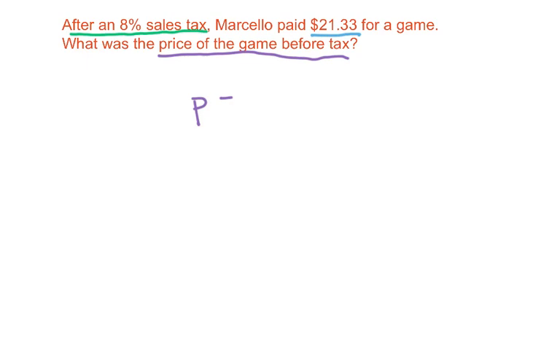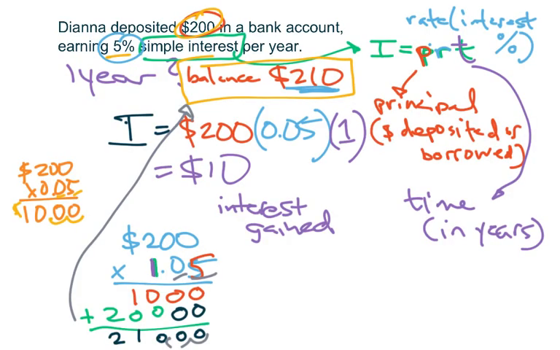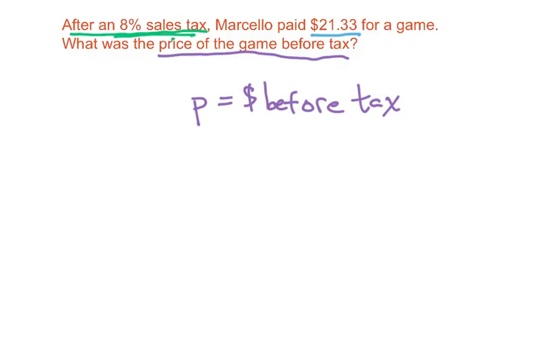So that's where I'm going to start. I'll say P equals the price before tax. So that's step 1, we set a variable. Step 2 is we'll create an expression for the other using the same variable. And again, considering this idea that we just looked at, this 1.05 instead of just 0.05, we're going to bring that in right now.